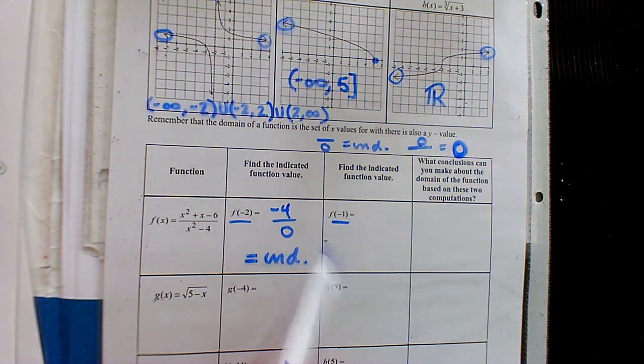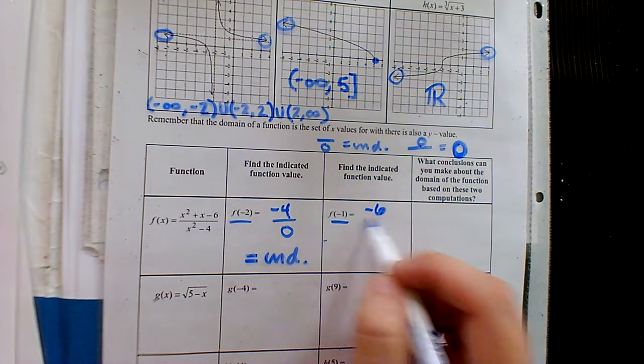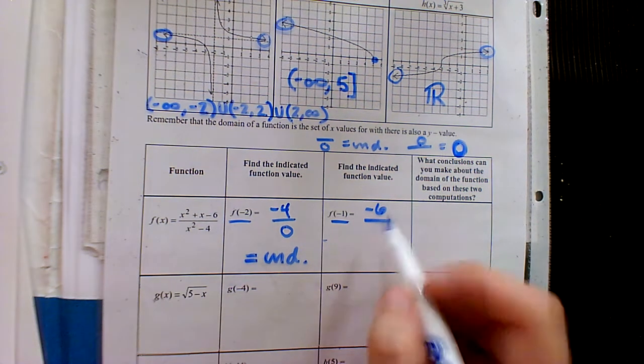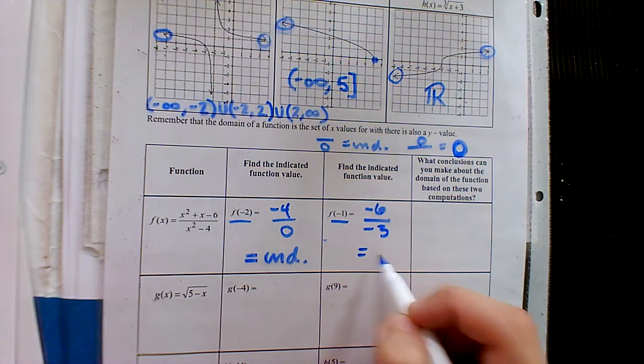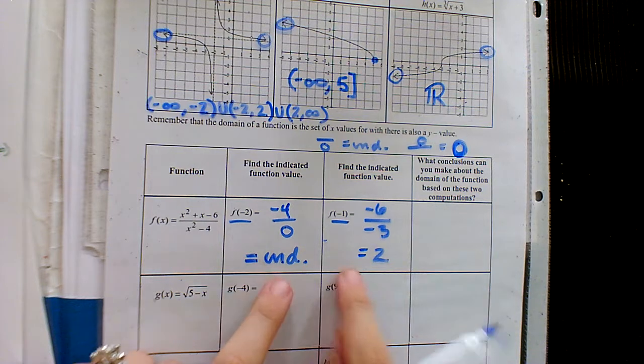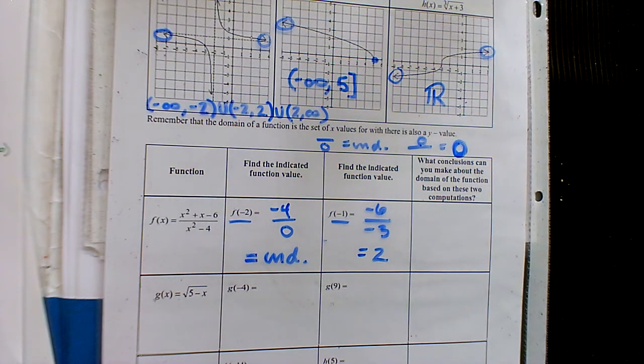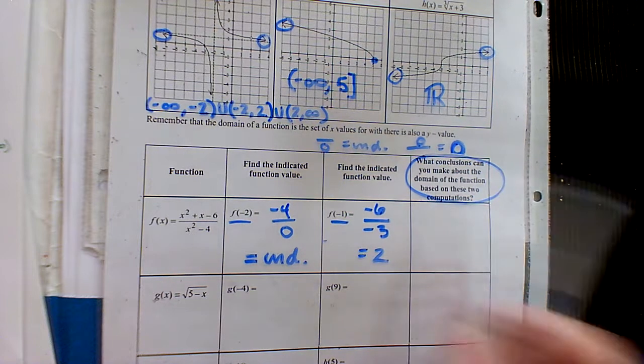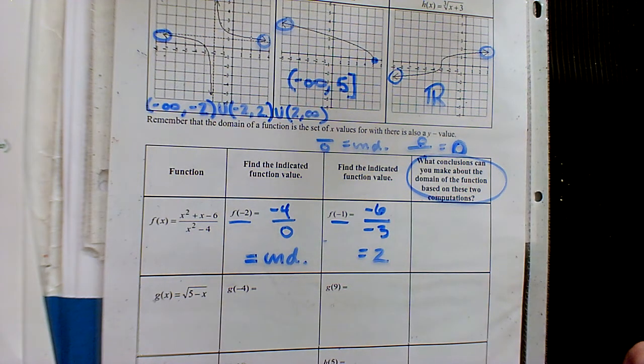Let's try -1. If you plug in a -1 up top, 1 minus 1 is 0, and we're left with -6. 1 minus 4 is -3. Looks like we're left with 2. So how can we tell, based off of these numerical results, whether -2 is a part of the domain, whether -1 is a part of the domain? Remember, domain are x values that give y values. What conclusions can we make? What do you think, Hadley?